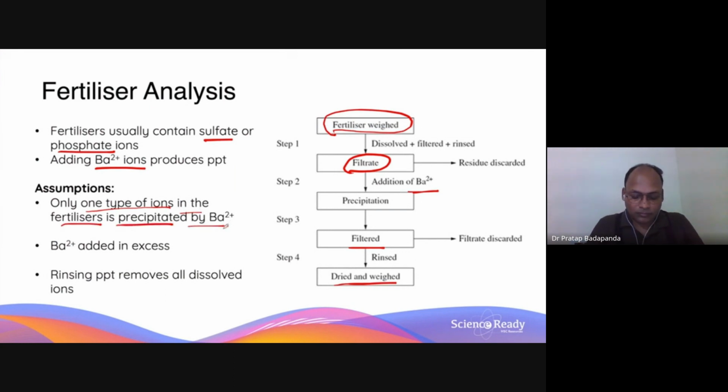In addition, since we do not know how much sulfate or phosphate ions there are in the fertilizer, we can only assume that the barium ions that we are adding are in excess. And we ensure that it is in excess by usually adding a large volume of highly concentrated barium solution. When performing filtration, it is important to rinse the precipitate in the filter paper with distilled water. In this step, we are assuming rinsing will help us remove any substances that are not the precipitate or water. While this is ideal, you can imagine it is not very realistic.